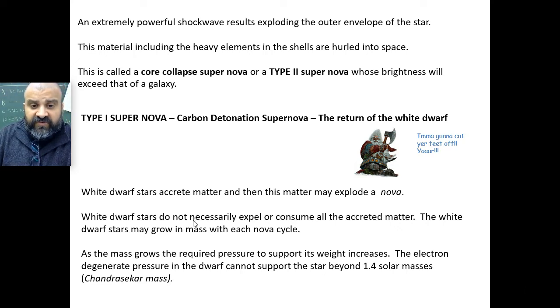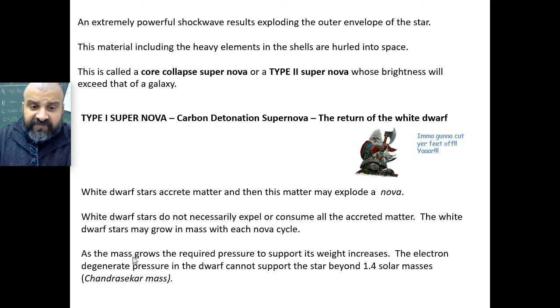So the white dwarf stars do not necessarily expel or consume all the accreted matter. The white dwarf stars may grow in mass with each nova cycle. Don't worry about that term nova cycle right now. The white dwarf star is pulling matter from another star, and it's getting more massive. It's getting bigger and bigger.